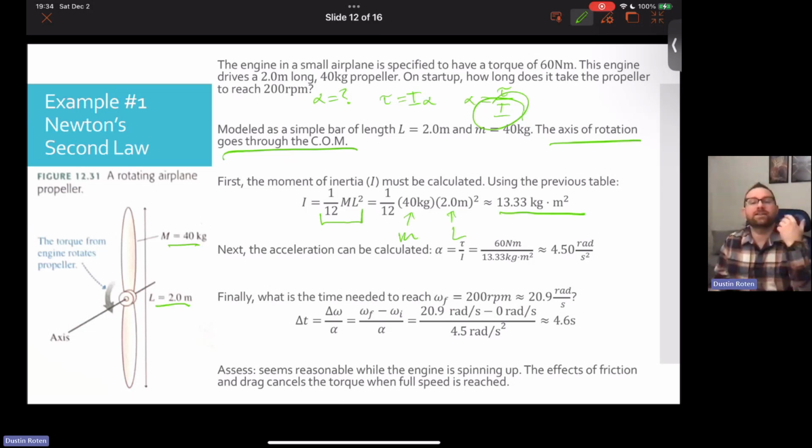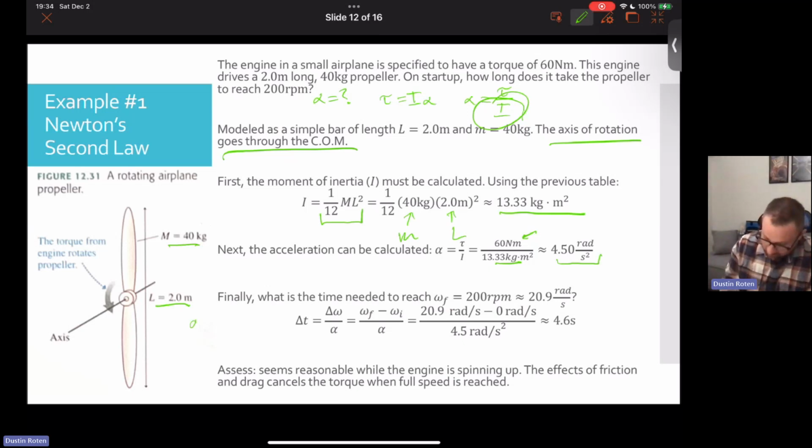Well, next I can go ahead and calculate the acceleration. So I plug in that moment of inertia, and then I plug in my torque, which was given to me already, and it turns out the acceleration of this thing is roughly 4.5 radians per second squared. Now that doesn't tell us what we wanted to know. We wanted to know how long it takes to get to 200 RPMs. So now we need to use this acceleration to finish out the calculation.